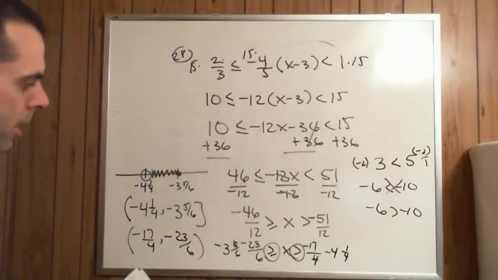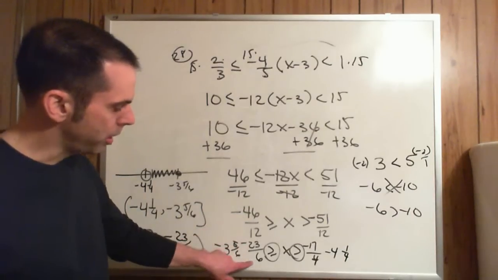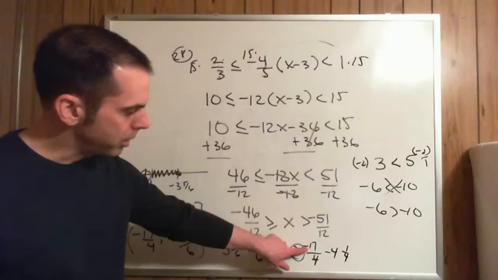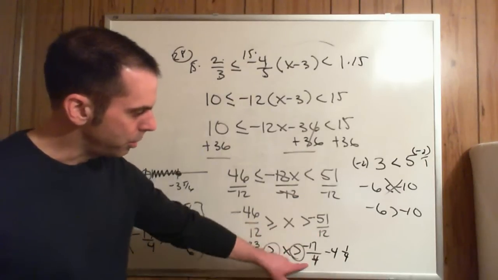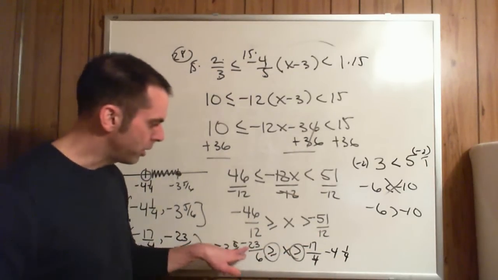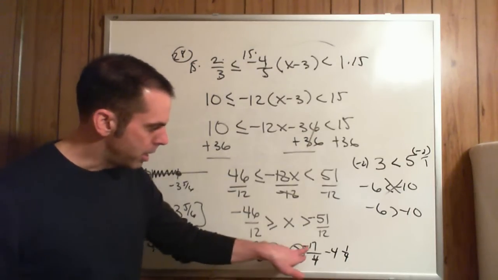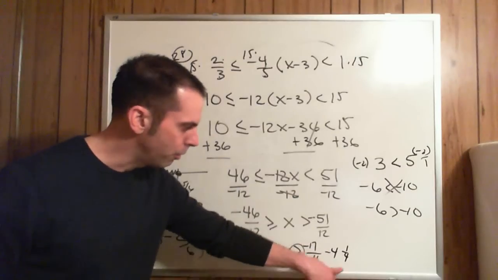And I just reduced it, that 46 divided by 2 is 23, 12 divided by 2 is 6, 51 divided by 3 is 17, and 12 divided by 3 is 4. And 23 over 6, negative 23 over 6 is negative 3 and 5/6. Negative 17 over 4 is negative 4 and 1/4.